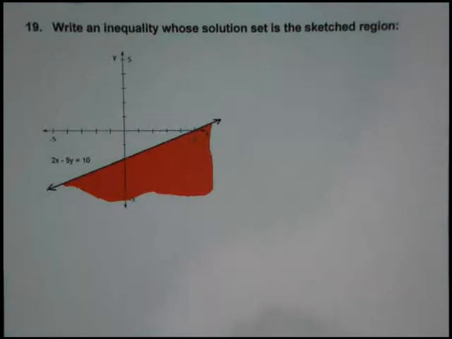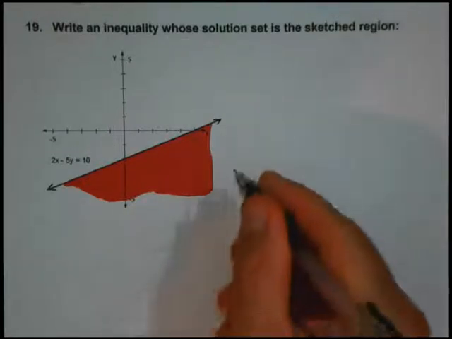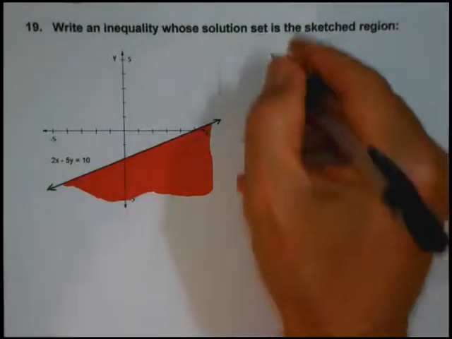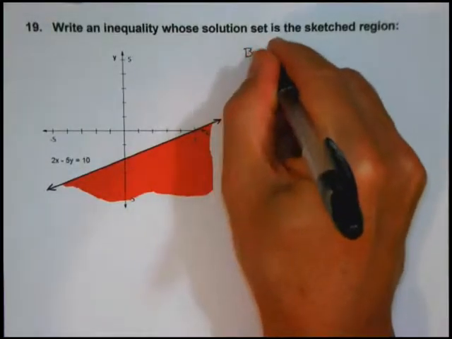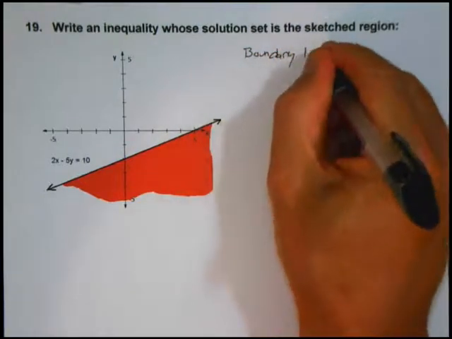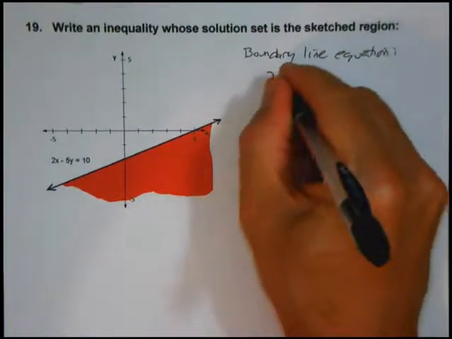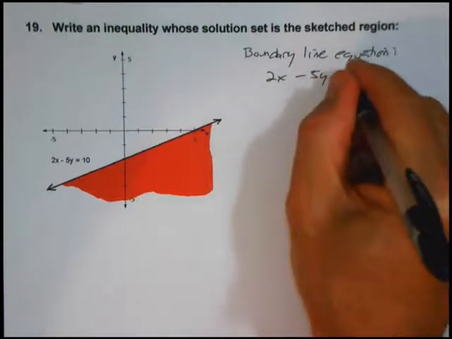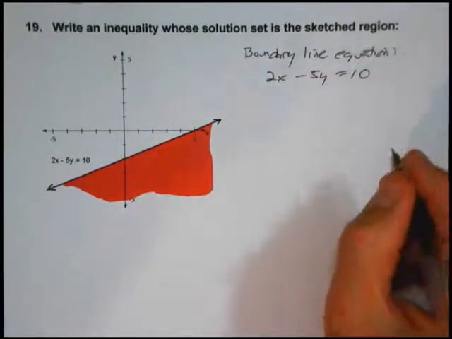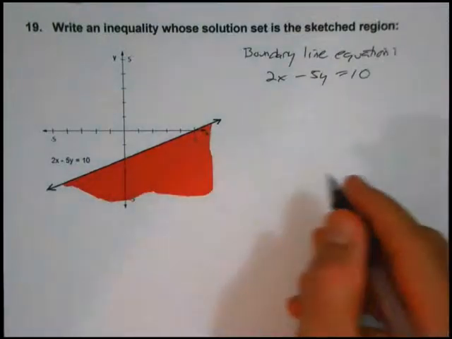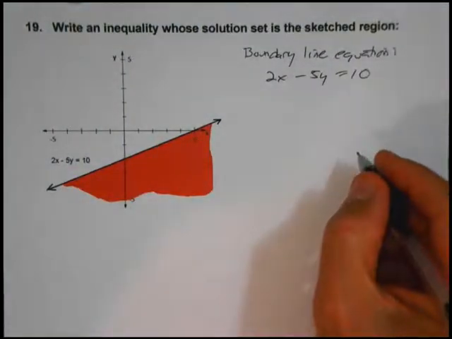Exercise 19. Write an inequality whose solution set is the sketched region. After looking at this sketched region, you probably noticed it's a half plane. Okay, and more good news is that there is a boundary line here whose equation is even given to us. The boundary line equation is sitting right here. 2x minus 5y equals 10. And we notice it is a solid line, so this inequality is going to be an or equals to type.